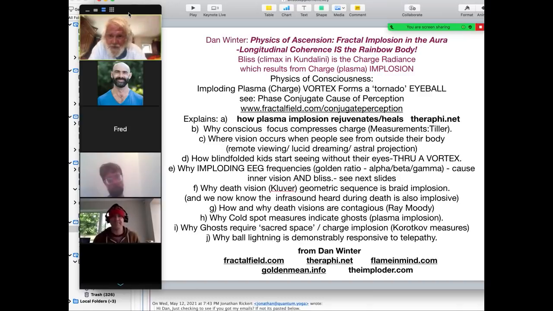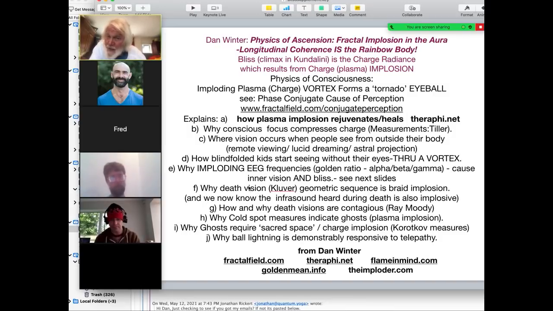Okay. Yeah, so where vision occurs outside your body, and then on the slide, how blindfolded kids start seeing without the eyes through a vortex, which is why imploding EEG frequencies, all in golden ratio alpha beta, cause inner vision and bliss, why death visions, the Clouvet geometric sequence, is braid implosive. The geometric sequence you see at death obeys this physics. It's a black hole that enables successful death, the same way a black hole enables successful lucid dreaming, because it enables successful, coherent, longitudinal interferometry plasma projection. It explains how and why death visions are electrically contagious.